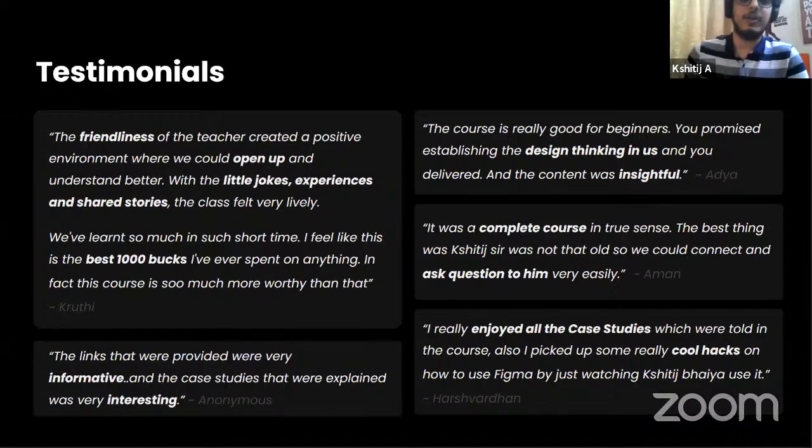What are the things that you need to know in order to learn design? You need to know how to make decisions. You need to know how to take decisions in order to create a UI and how to solve a problem in regards to that UI.